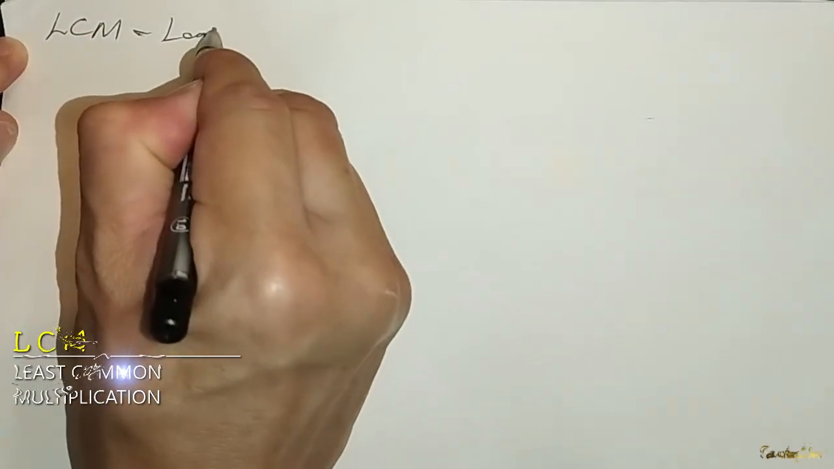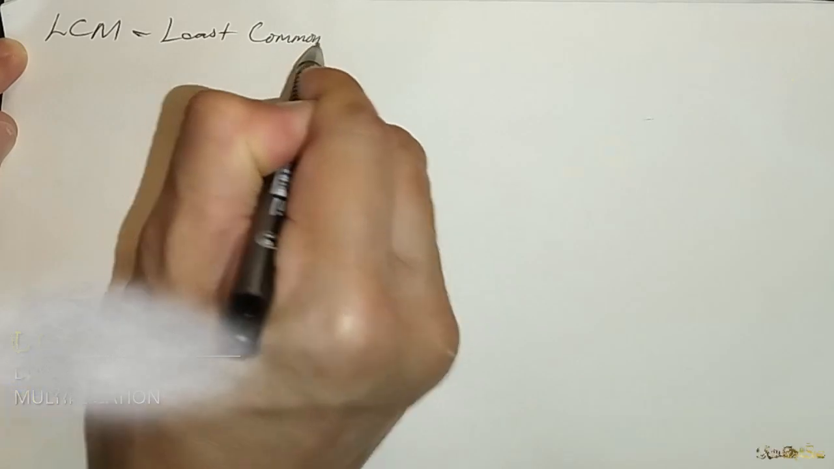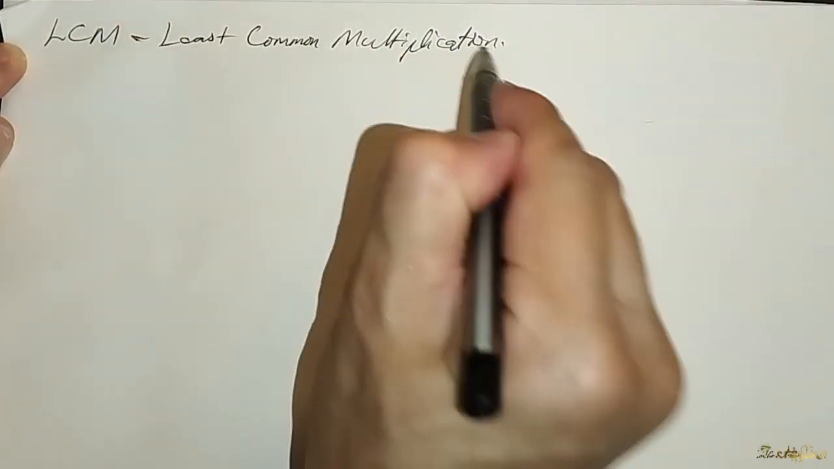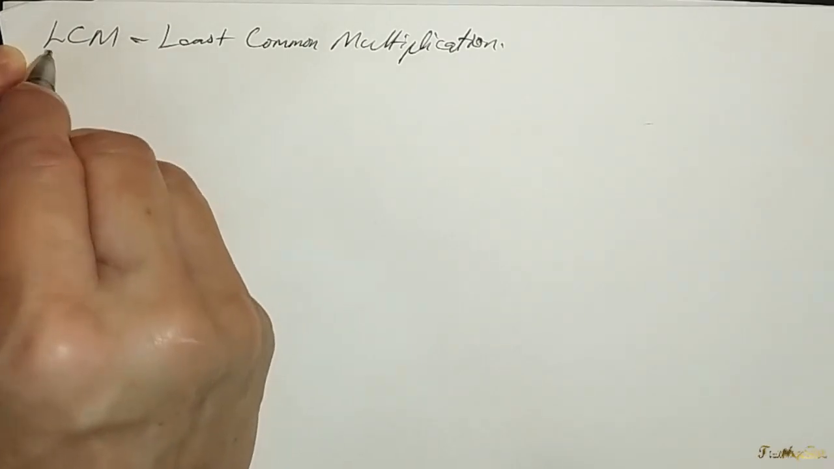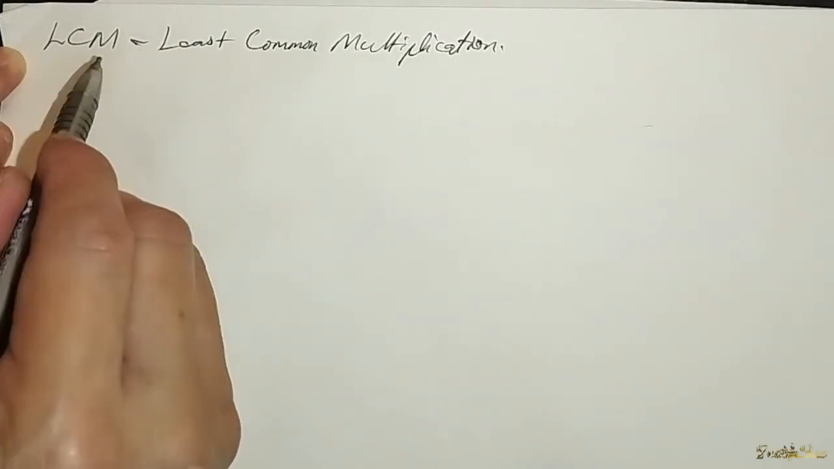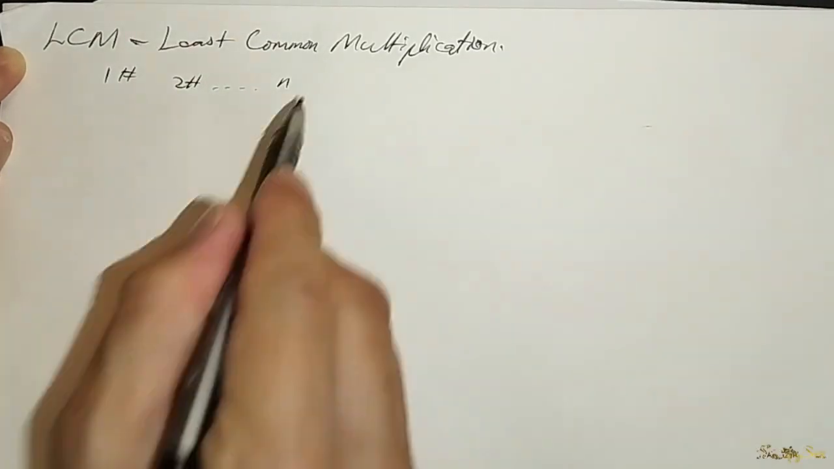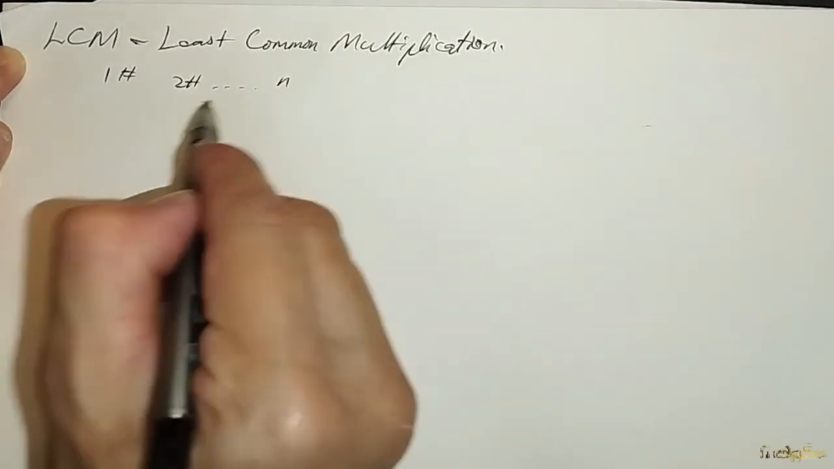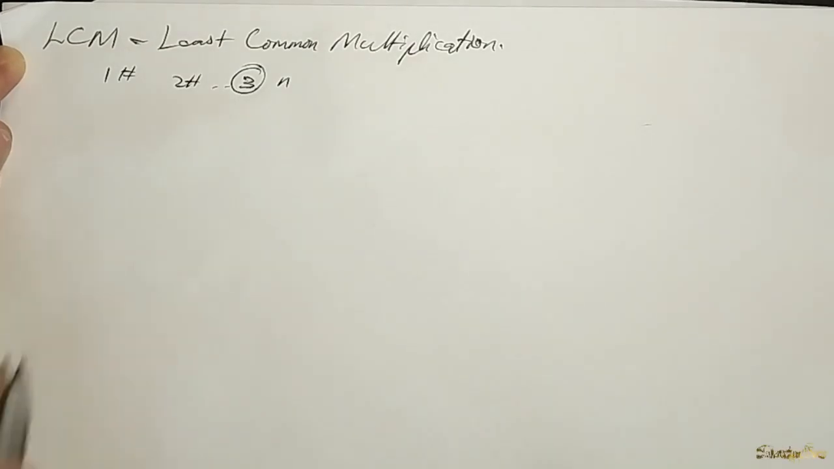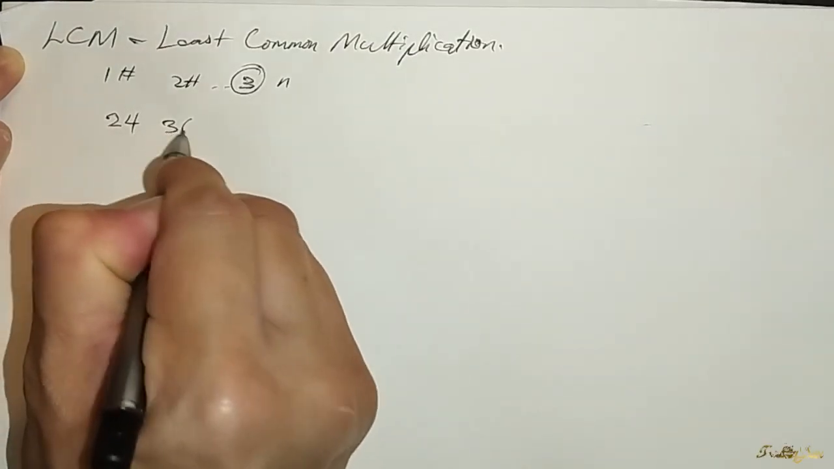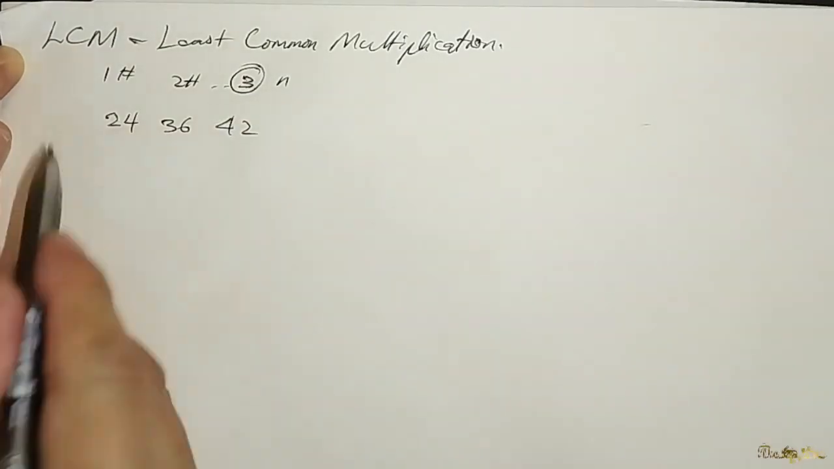LCM stands for least common multiple. In secondary school, you will be asked to find the LCM for one number, two numbers, or n numbers. In this example, I will be using 3 numbers. To find the LCM for 24, 36, 42 as an example, it can be any values.